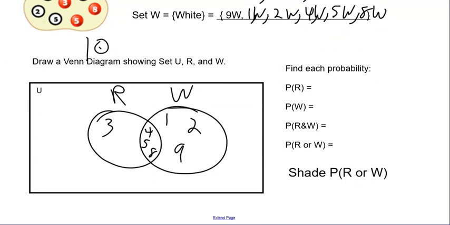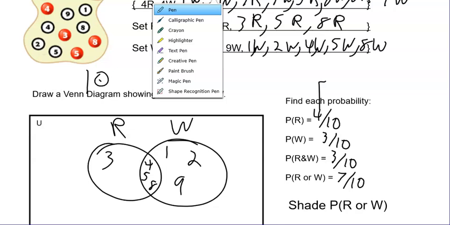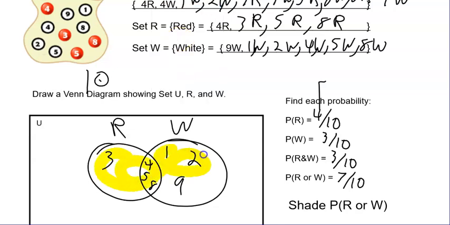So, what is the probability of getting just a red marble? There's 4 red marbles out of 10. White, 1, 2, 3 marbles out of 10. Red and white, that's the middle. That's 3 out of 10. Now, red or white, doesn't matter which one. There's 1, 2, 3, 4, 5, 6, 7 out of 10. And then it says, shade the probability of a red or a white. So, that is all of this. Because it doesn't matter, red or white.